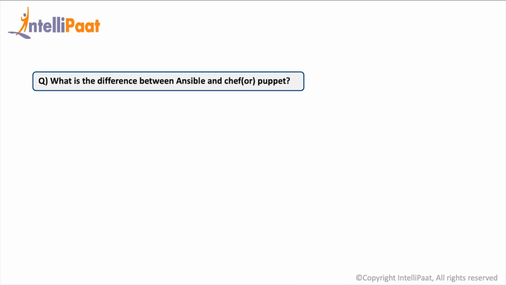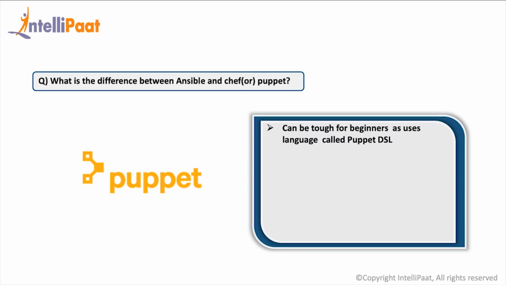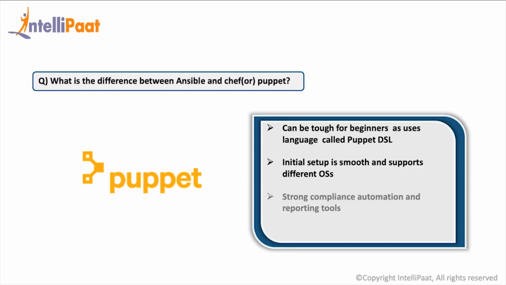Now let's talk about Puppet. Puppet can be tough for people who are beginners in the DevOps world, right? Because it uses its own language called Puppet DSL. The setup part is smooth when you compare it with Chef, but it's a little harder than Ansible because when you're using Puppet, we use a master and an agent as well. So you will have to install the Puppet agent on the client machine, and only then will Puppet be able to interact with the client software.